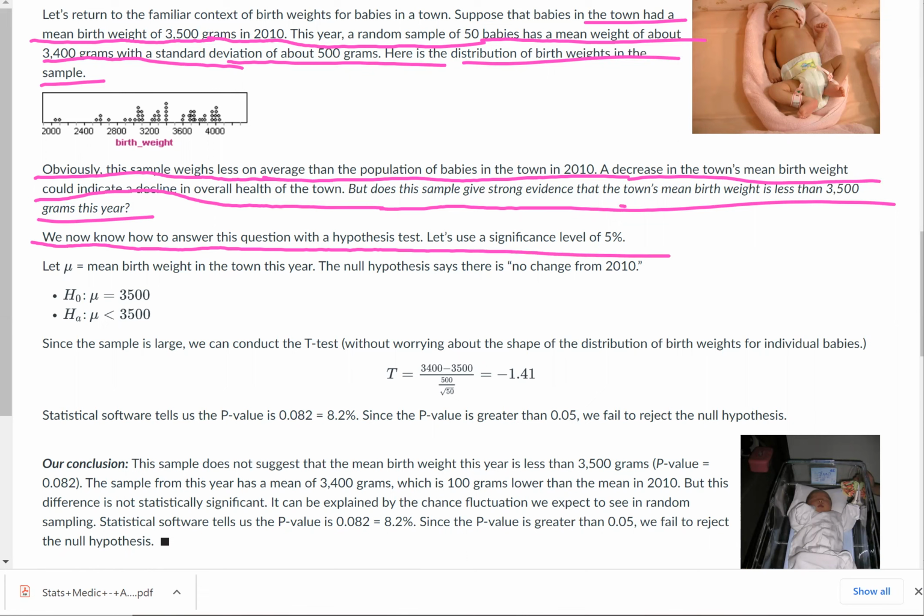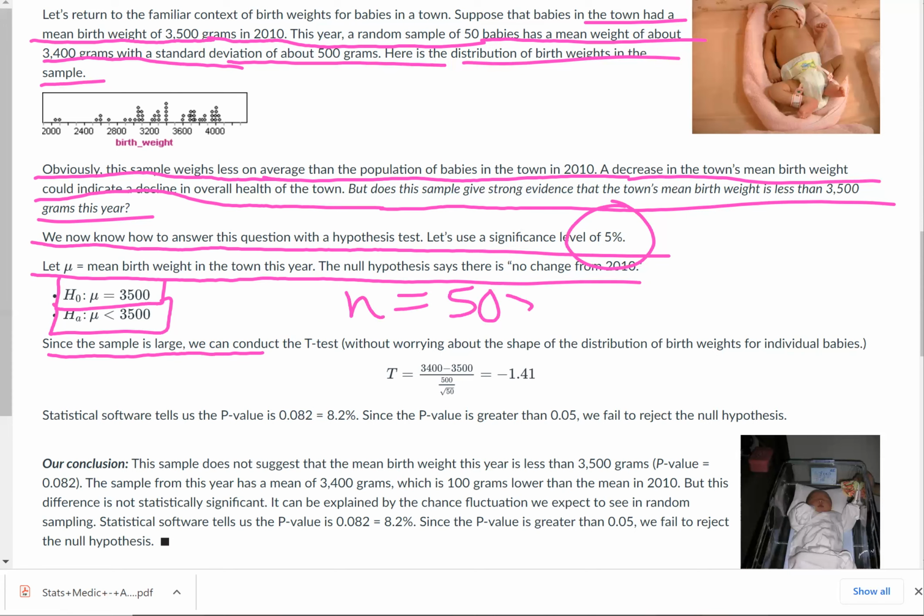We'll use a significance level of 5%, as is usual, unless otherwise specified. Let mu be the mean birth weight in the town this year. The null hypothesis says that there's no change from the old value of 2010. I'm assuming that the mean is the same, 3,500, but it seems like it's getting smaller. So my alternative hypothesis would be that mu, the mean birth weight, is now less than 3,500. Since the sample is large, n is 50, which is greater than 30. That's our cutoff point for being able to use normal distributions and t-tests. We can conduct the t-test without worrying about the shape of the distribution of birth weights for individual babies.